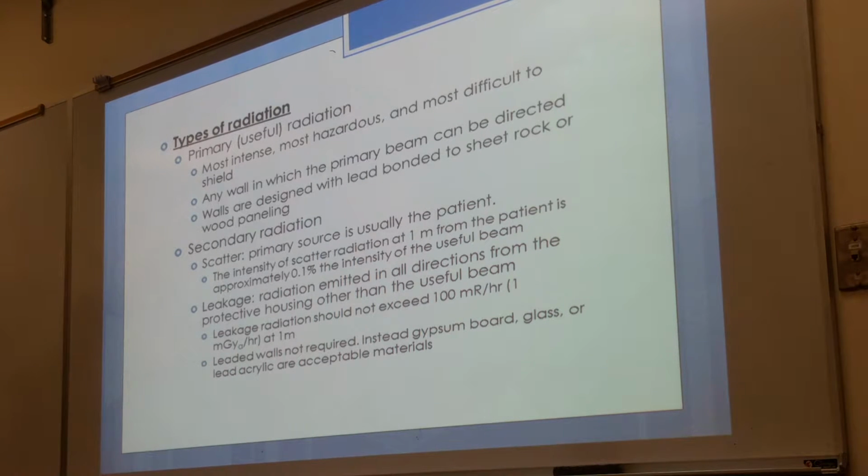Now, secondary radiation, there are two different types. You have scatter. The primary source is usually the patient. It can also come from the equipment, but it mostly comes from the patient. And the intensity of the scatter radiation at 1 meter from the patient is approximately 1/10 the intensity of the original primary beam. So it's going to be 1/10 the intensity.